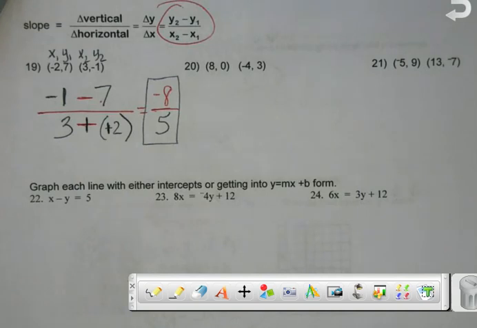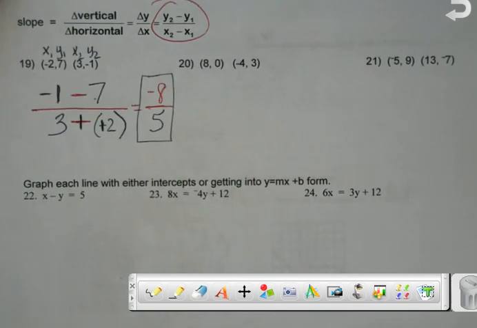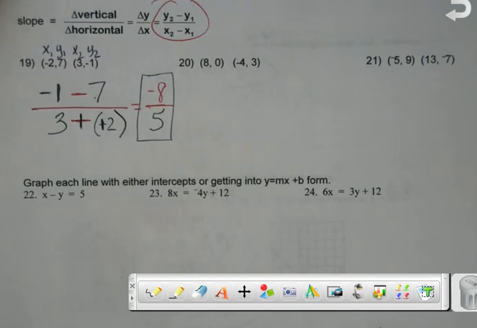I actually want to do all of these. Yes, depending on how I did my x's and y's, I could end up with a -5 and a positive 8 as well. That's absolutely okay. If you did y1 minus y2 and x1 minus x2 and got 8 over -5, that's actually the same answer. That works absolutely fine. Okay?